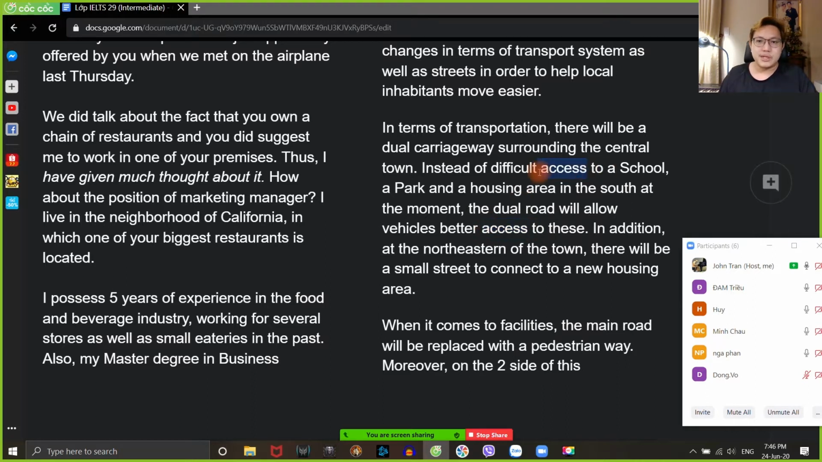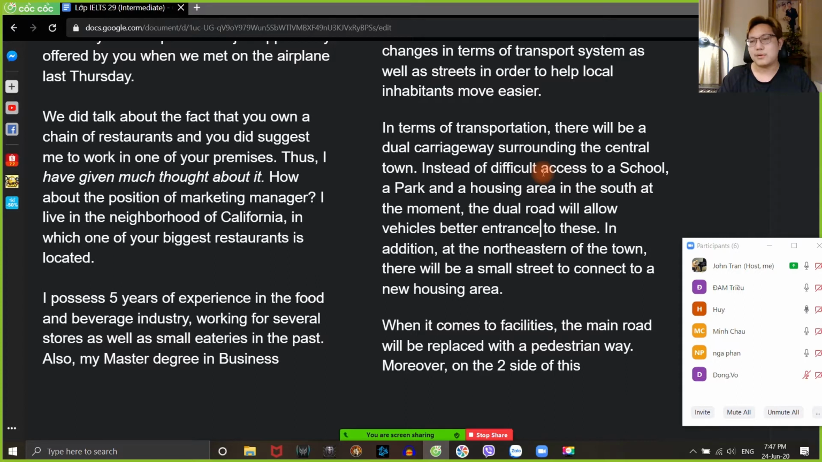Okay, so how could we change this one? Instead of better, how about... access, no. A vehicle better entrance. Approach, cách tiếp cận, it's different. A little bit better approach. Approach is not a suitable word in this case. A better entrance, cái sự đi vào.